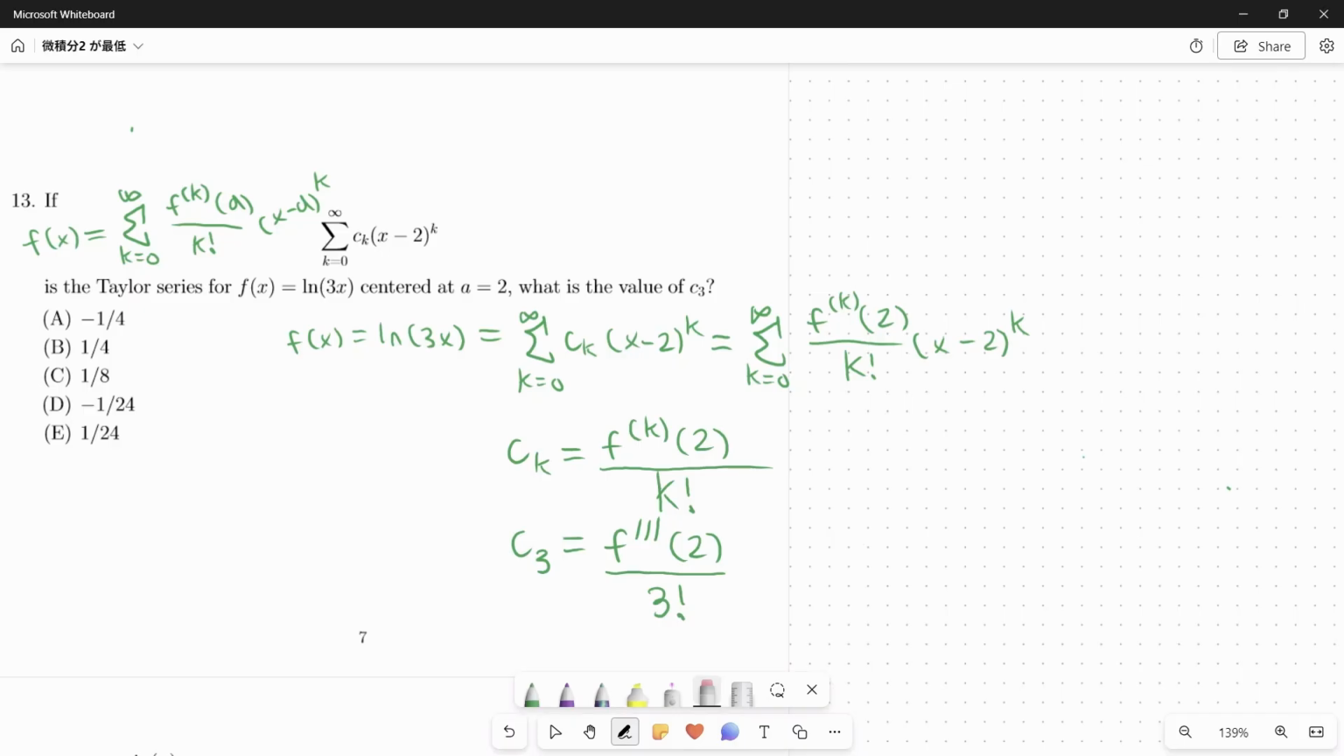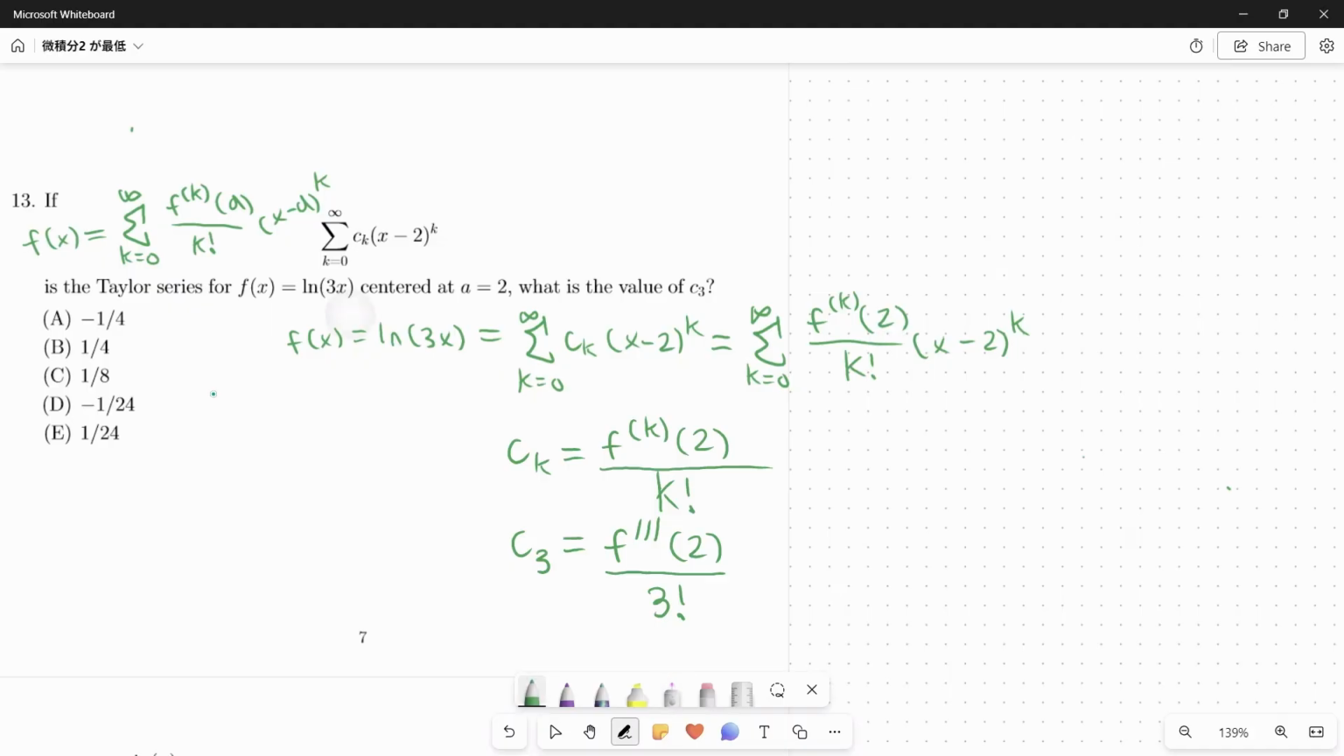And so at this point, all we have to do is we just need to find the third derivative in question and then plug it into this expression and simplify, and we'll have an answer. And we know that f of x is equal to ln of 3x. So to find the third derivative, we just have to differentiate that 3 times.